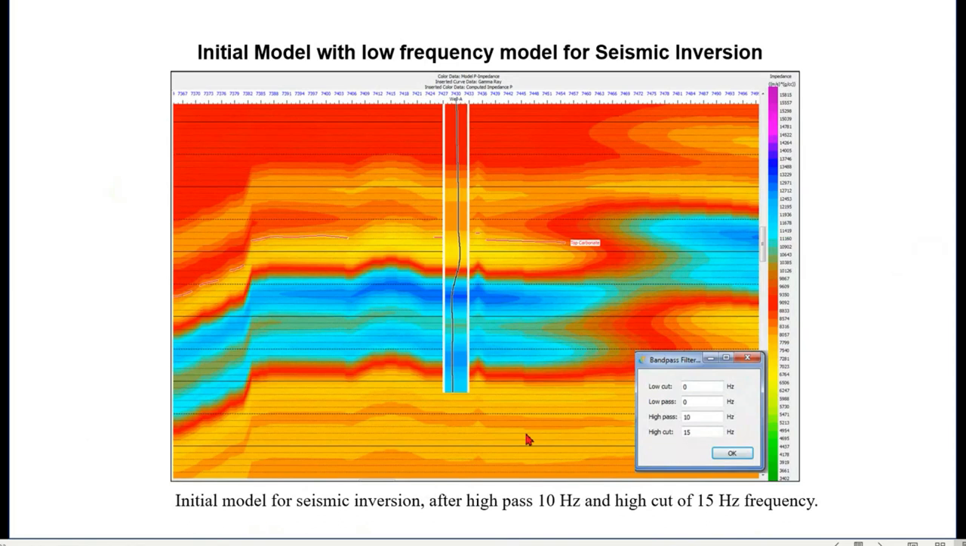So now I come up with an initial model. So initial model is important, which shows your seismic to well tie and seismic inversion methods are okay. Because for bandpass filter, we apply from 10 to 15 hertz low cut filter. So it means we have only the frequencies from 10 to 15 hertz in this data, because your seismic is 10 to 15 or sometimes 20 to 30 hertz, not more than that.